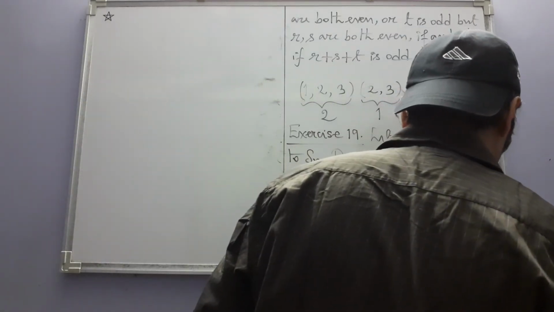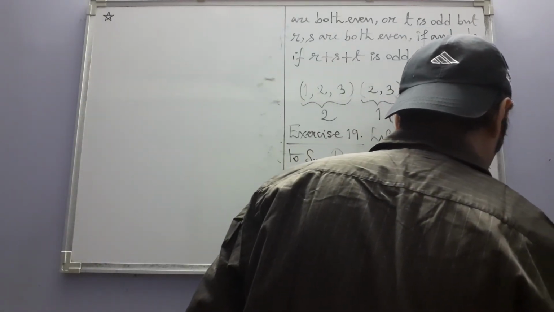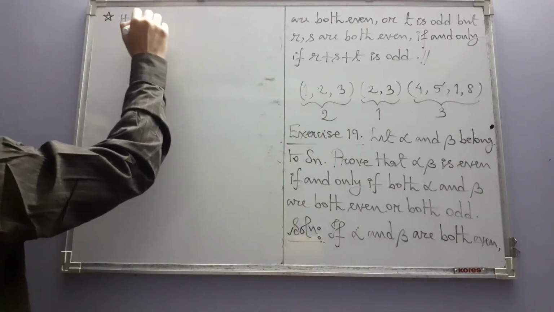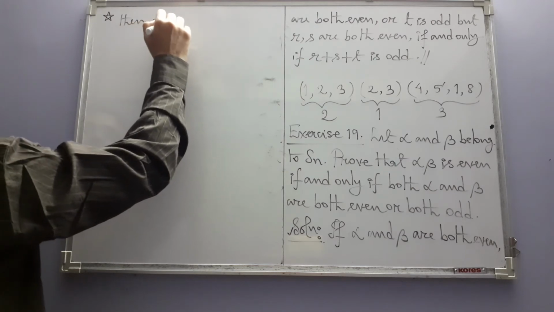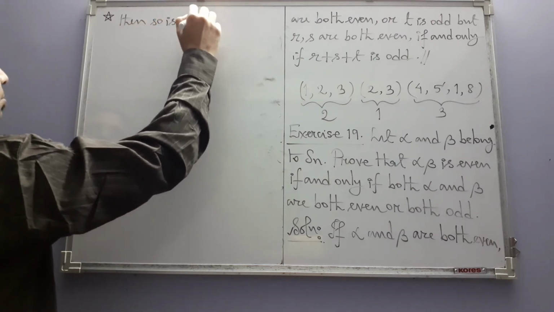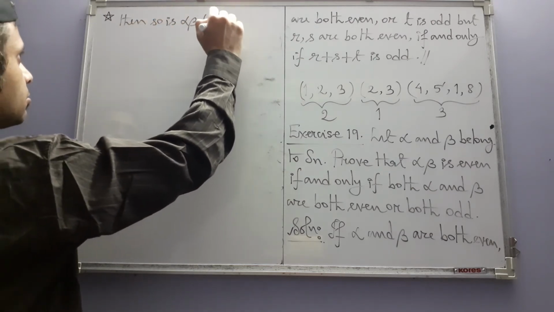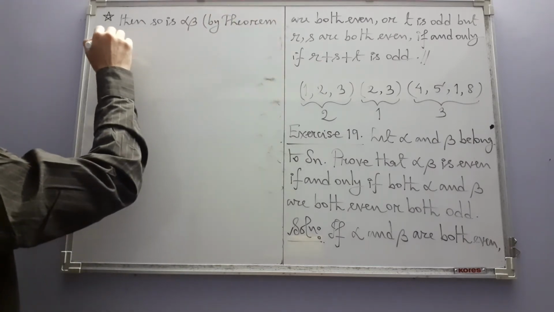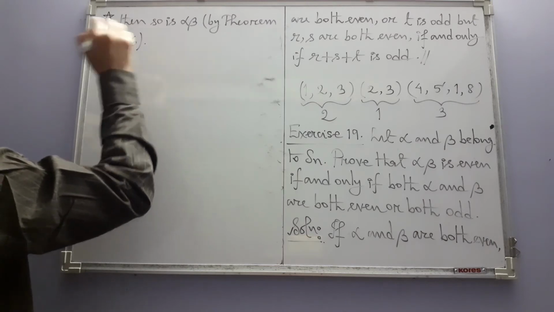If alpha and beta are both even, then so is alpha beta, by theorem 5-6.